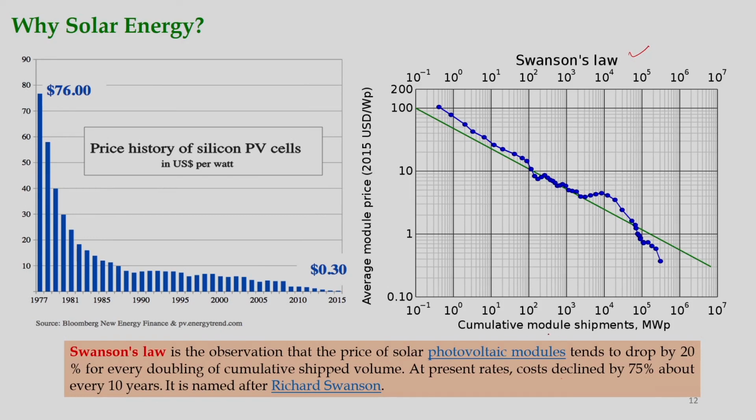So, this horizontal axis tells about the cumulative module shipments, which are in megawatt peak, and the vertical axis shows average module price. You can see how it is decreasing with cumulative module shipment. This law can also be applied to understand the futuristic reduction of cost.